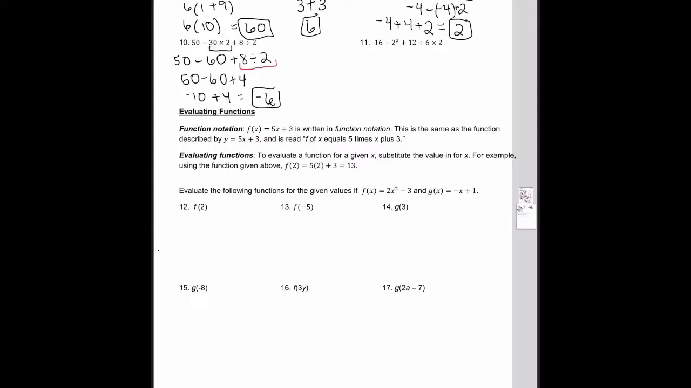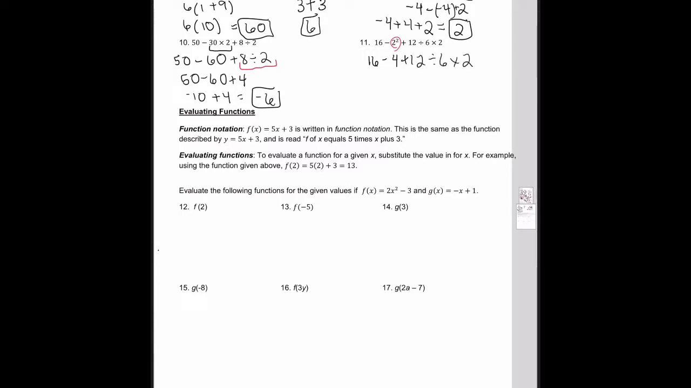All right, last one of these. All right, so I don't see any parentheses, but I do see I have an exponent. Okay, so I'm going to do that first. I have 16 minus 2 squared is 4, plus 12 divided by 6 times 2.